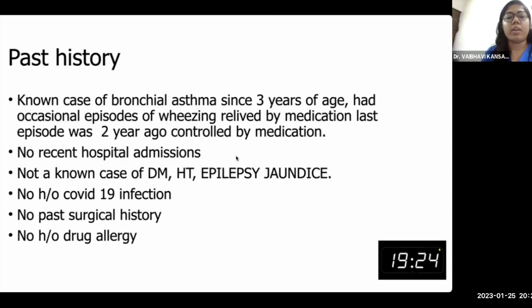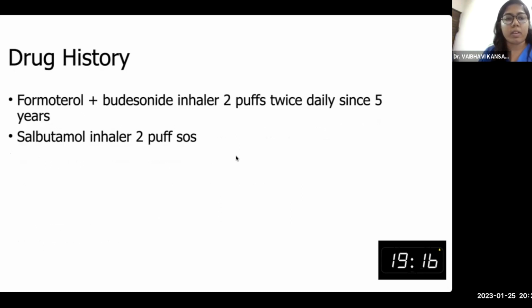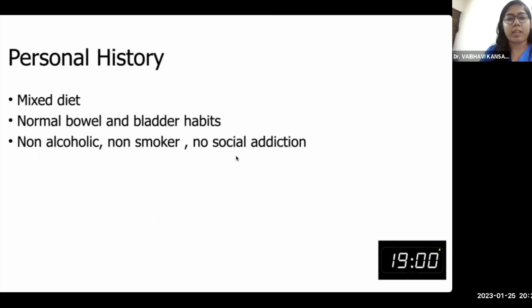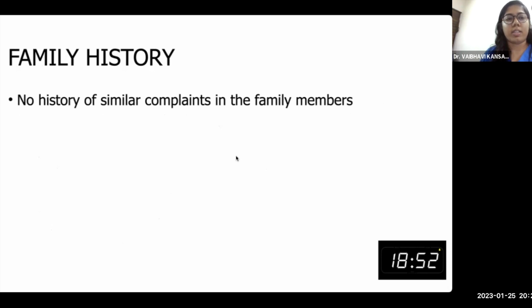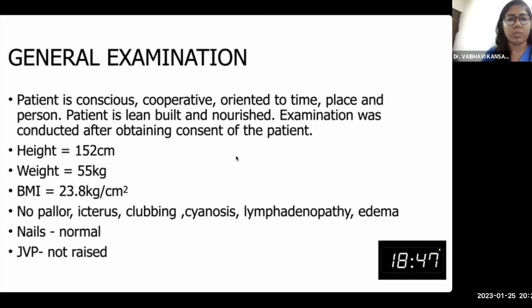Does not have any history of COVID-19 infection, past surgical history, or drug allergy. Patient is controlled for bronchial asthma with formoterol and budesonide inhaler 2 puffs twice daily since 5 years, and also takes salbutamol inhaler 2 puffs SOS. Patient has a mixed diet, normal bowel and bladder habits. Patient is non-alcoholic, non-smoker with no social addictions. No similar complaints found in the family also.